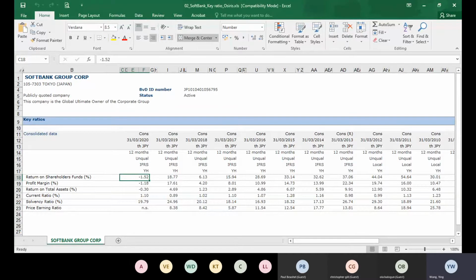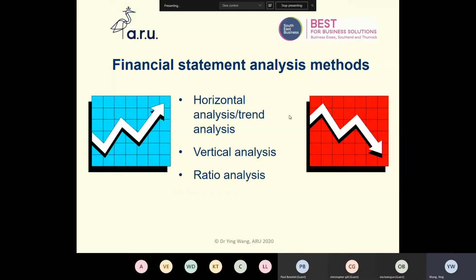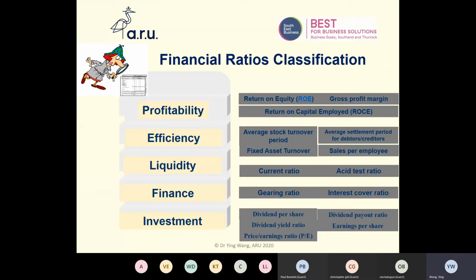So that's the ratio analysis. Just to give you some background about this. You don't necessarily need to know every one of them, but if you are interested, you can definitely do a little bit more research about them. So the ratio analysis has different categories. Mainly, we can divide them into 5 categories: profitability, efficiency, liquidity, finance, and investment.